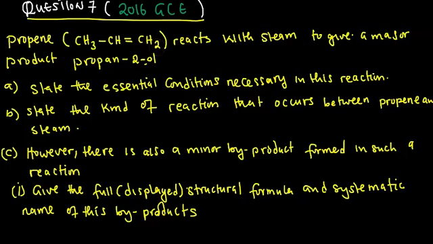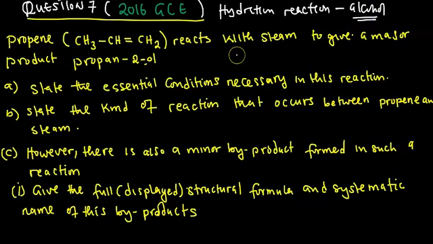So in short, what are the conditions essential for this reaction to occur? Now, what is the reaction that is occurring here? To start with, you need to understand the reaction. Propene reacts with steam, which is water, to give a major product, propan-2-ol. This is called a hydration reaction. Alkenes in general undergo hydration reaction to produce alcohol. What are the conditions necessary here?